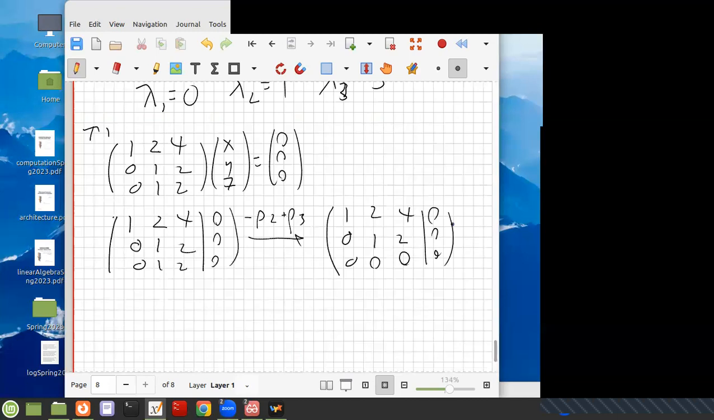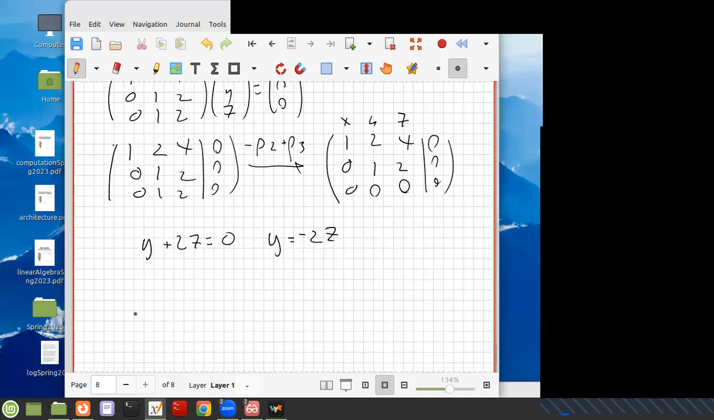And so we have to do back substitution here. This is x, y, and z. So we have y plus 2z equals 0. So y equals minus 2z. I think I'm just checking over to make sure. Okay. If you spot any errors, tell me.